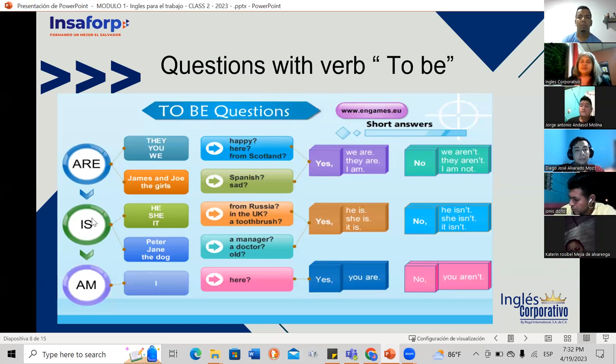Okay. Tenemos otros ejemplos con la tercera persona que es he, she, and it. Is she from Russia? ¿Es ella de Rusia? Is she from Russia? Yes, she is. Or no, she isn't. Okay, dependiendo la respuesta que usted quiera dar, aquí va a utilizar yes or no. Okay. Tenemos también he. Is he in the UK? Okay. Is he in the UK? Yes, he is. Or no, he isn't.